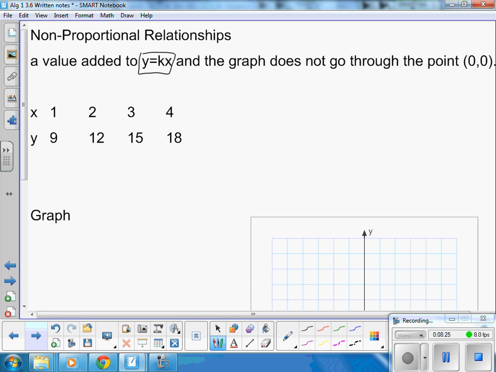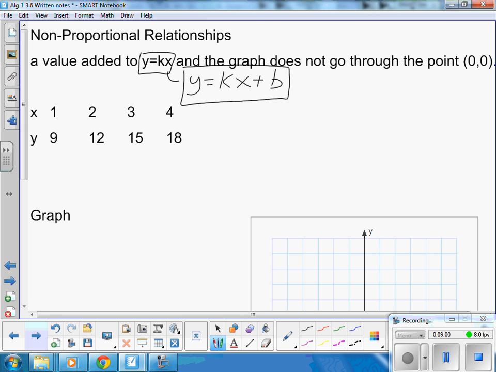When we add a value to this, we're going to have something like y equals kx plus or minus some value, I'll say b. In a non-proportional relationship, this is what your equation is going to look like. In a proportional relationship, you'll have y equals just kx. Also, the graph is not going to go through the point 0, 0. And one other thing that I don't have in the definition is that the ratios, the points, need to form a proportion.